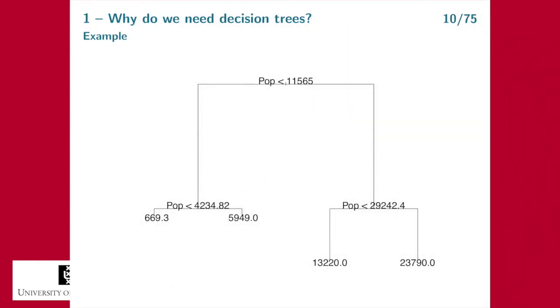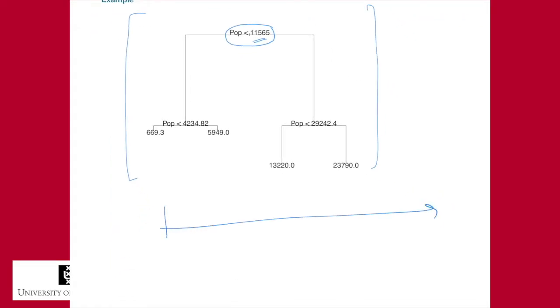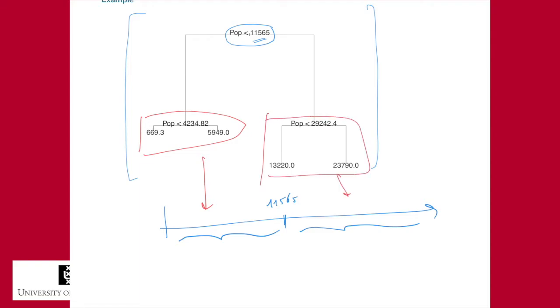If we implement that decision tree in R, using our dataset, we find this decision tree. So what does the tree tell you? It tells you that first you need to split the population size in two parts. There's one group where the population size is smaller than 11,565 and another group where the population size is larger than this number. So it means that if you look at the population, we have here 11,565, you have here group 1, and you have here, say, group 2. However, if we are in group 1, we have a second split at 4,234. So it means you have this prediction 669 that you use if you are in this group.